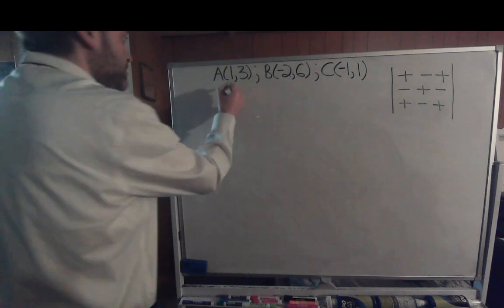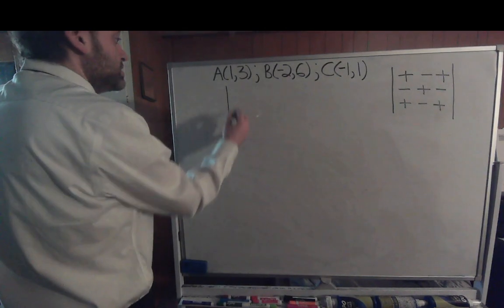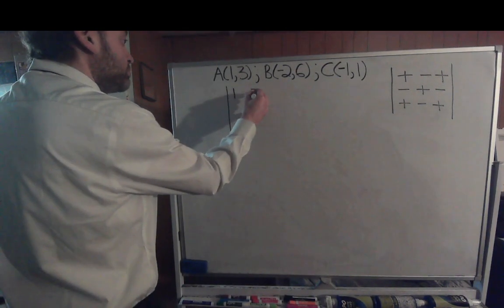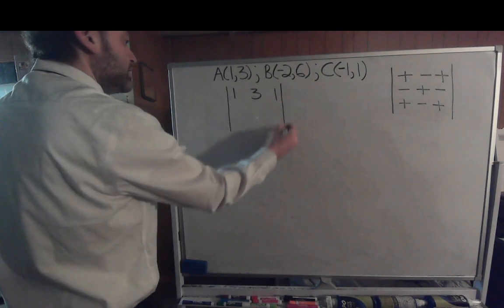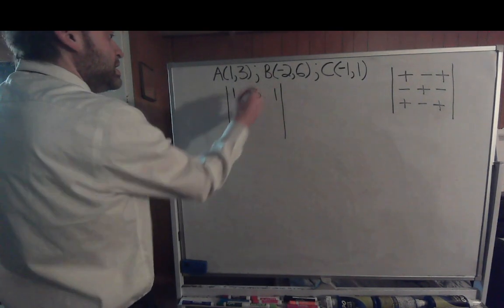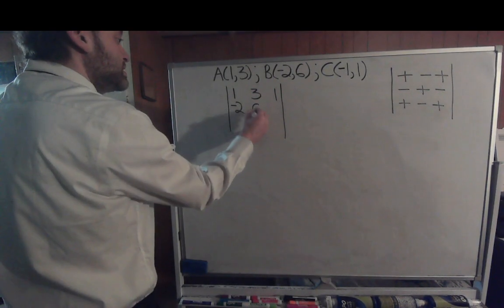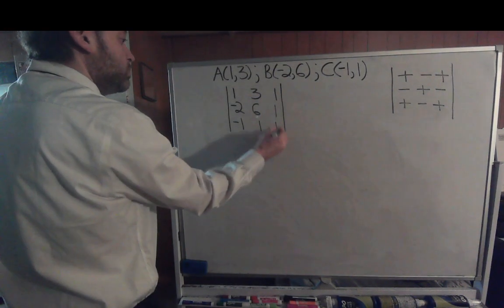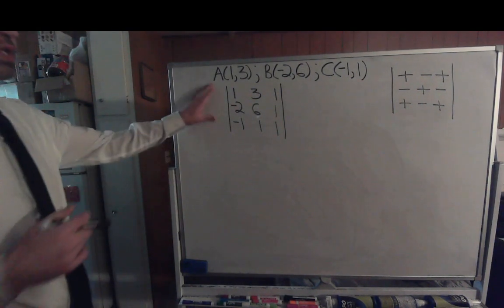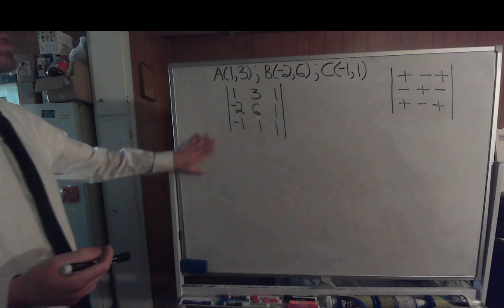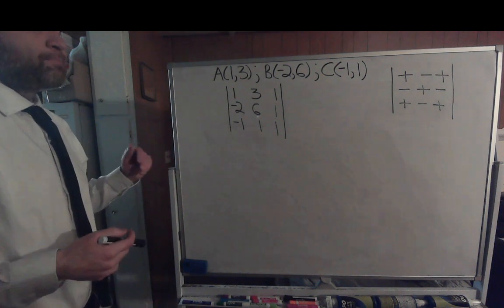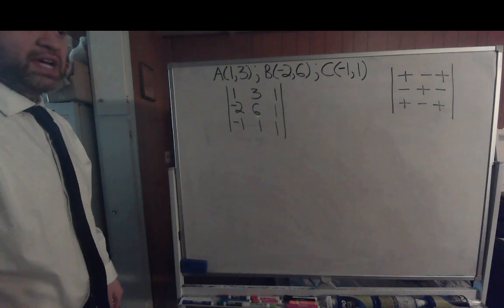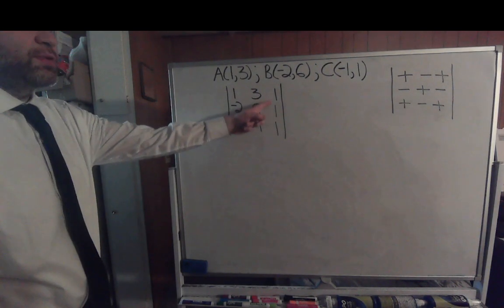Well, set up your determinant again. So take your 1 and 3 from point A, then a default 1 in the third column, then take your -2, 6, and then a 1, and then your -1, 1, and then a 1. There's your determinant to determine if these 3 points are collinear. We have no 0 to save us again, so I'm going to suggest we just use the third column.